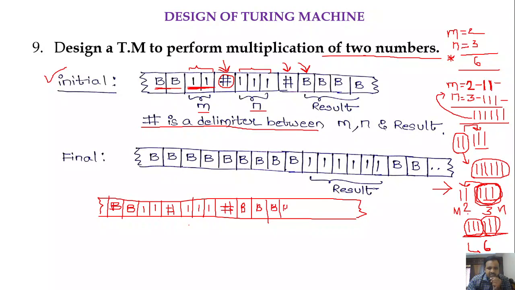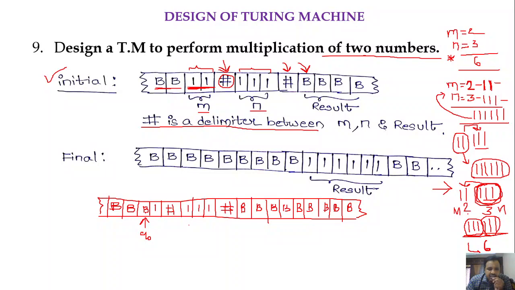If you look at this initial and final representation of the input tape, you can get some idea of how we are implementing this logic here. Right. So what we will do here, we will start with the first one in m. We will begin with the state q naught, and we will convert this one into blank.